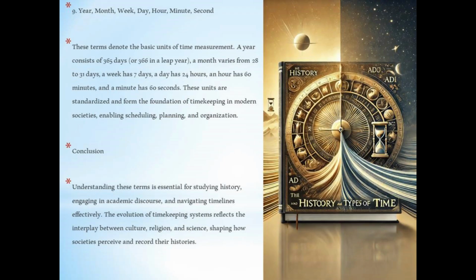Number 9, Year, Month, Week, Day, Hour, Minute, Second. These terms denote the basic units of time measurement. A year consists of 365 days, or 366 in a leap year. A month varies from 28 to 31 days, a week has 7 days, a day has 24 hours, an hour has 60 minutes, and a minute has 60 seconds. These units are standardized and form the foundation of timekeeping in modern societies, enabling scheduling, planning, and organization.